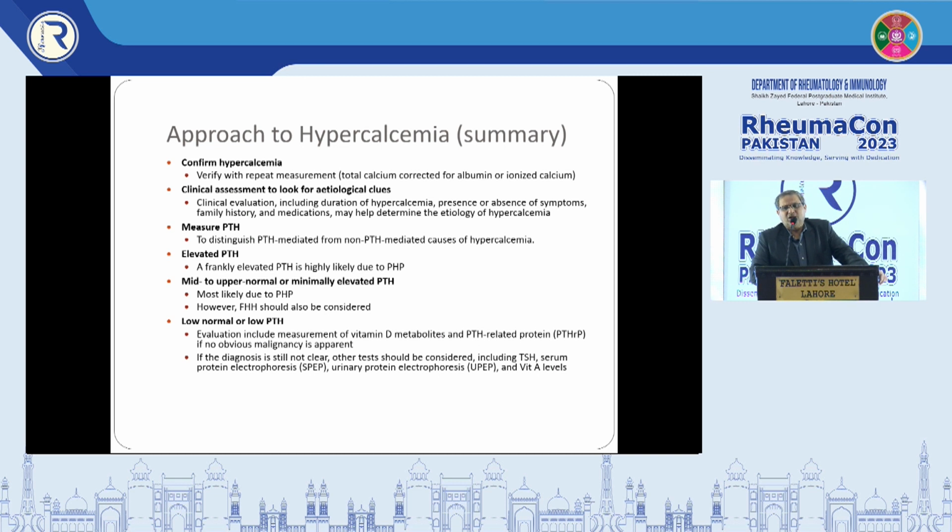So this is the summary. Approach to hypercalcemia: confirm hypercalcemia, verified with repeat measurement, total calcium corrected for albumin or ionized calcium, clinical assessment to look for etiological clues, and measuring parathyroid hormone level should be the next step. If the parathyroid hormone is elevated, it is usually due to primary hyperparathyroidism. If mid to upper normal, rule out familial hypocalciuric hypercalcemia. If it is low normal or low, then consider granulomatous diseases, malignancy, multiple myeloma, and other diseases.